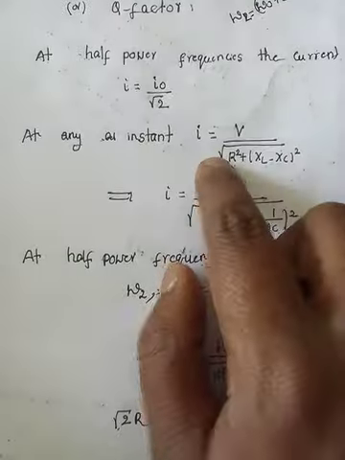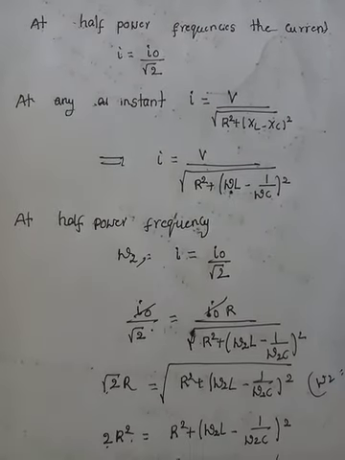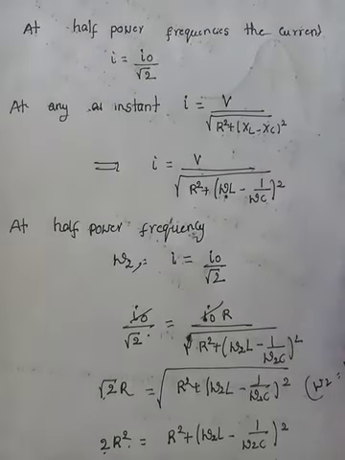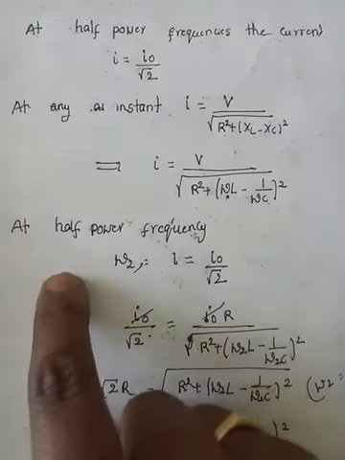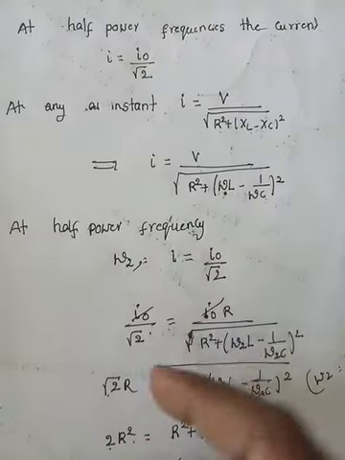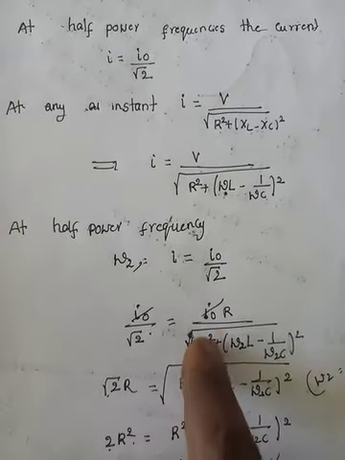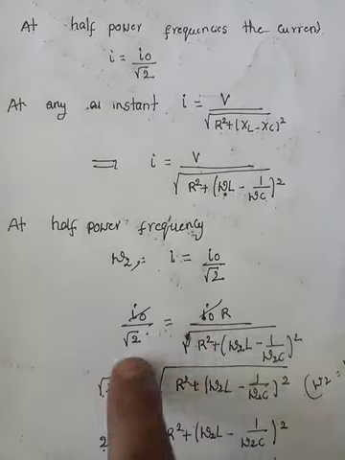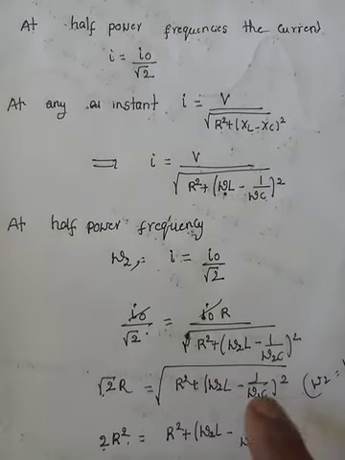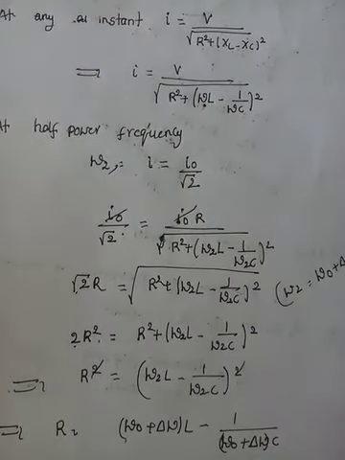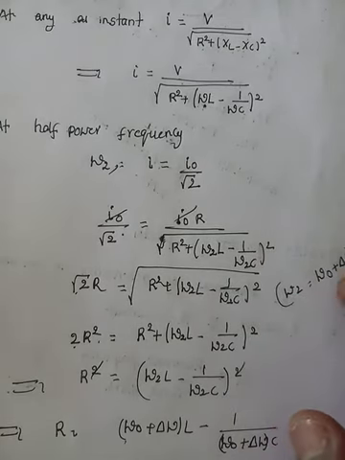At any instant what is the current? I equals V by root of R square plus XL minus XC whole square. Rewriting XL as omega L and XC as 1 by omega C. As we know very well, at off-pole frequencies omega 2 or omega 1, I equals I naught by root 2. So we substitute I equals I naught by root 2, and V equals I R, nothing but I naught into R. Cross multiply: root 2 into R equals root of R square plus omega 2 L minus 1 by omega 2 C whole square.